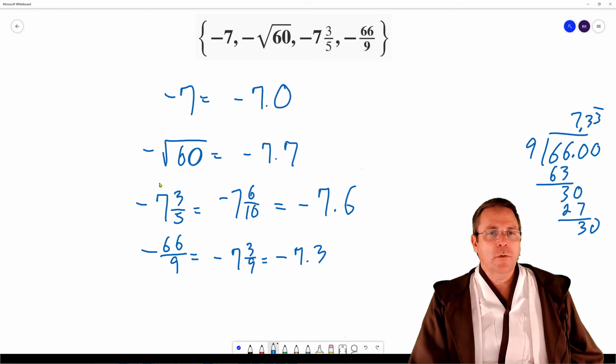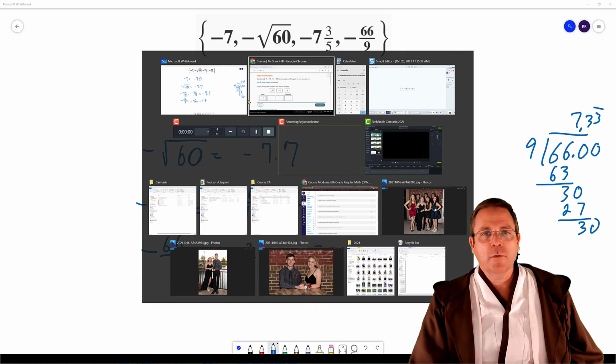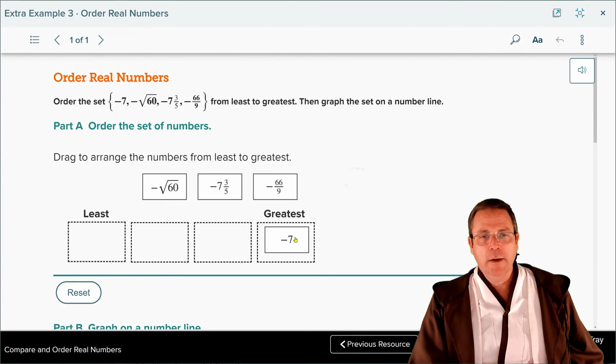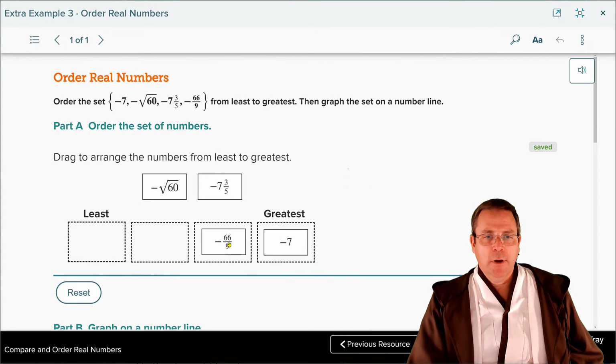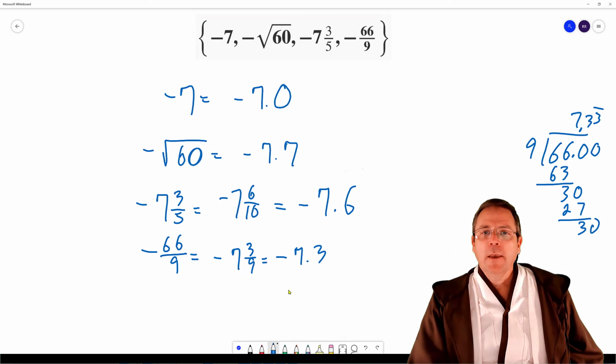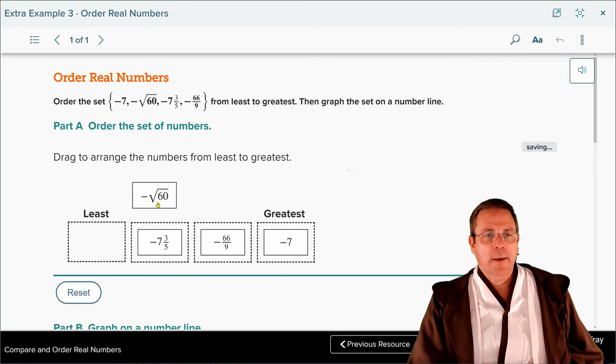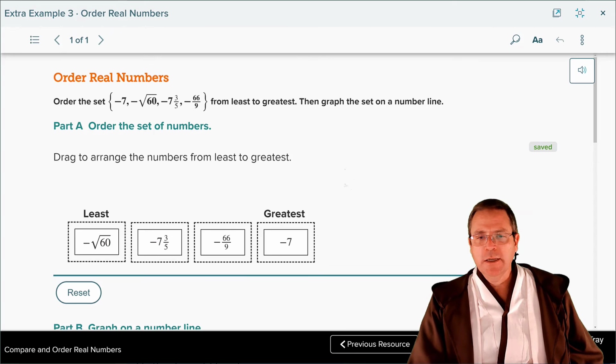Oops, hold on. No. These are all negative numbers. So the negative 7 is going to be my greatest. My next greatest is going to be that one. And then after that, we're going to have the 7.6, which is the 3/5. And that means this one here is going to be my least.